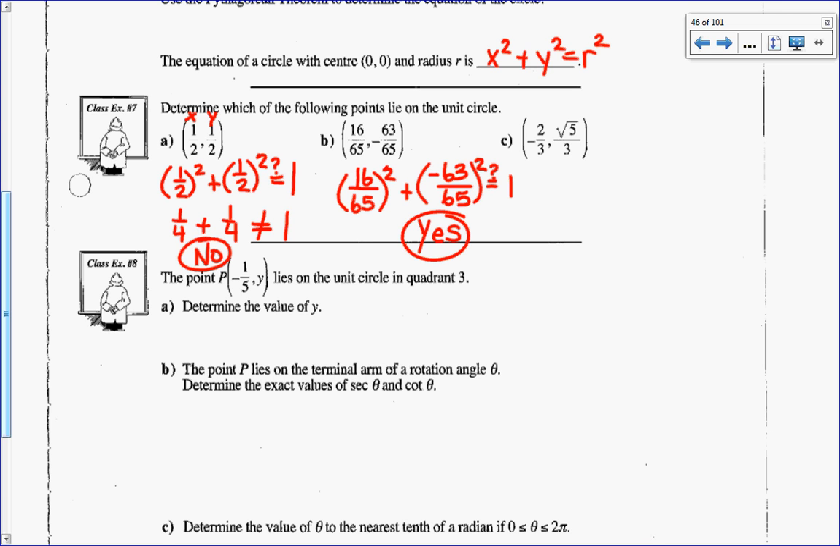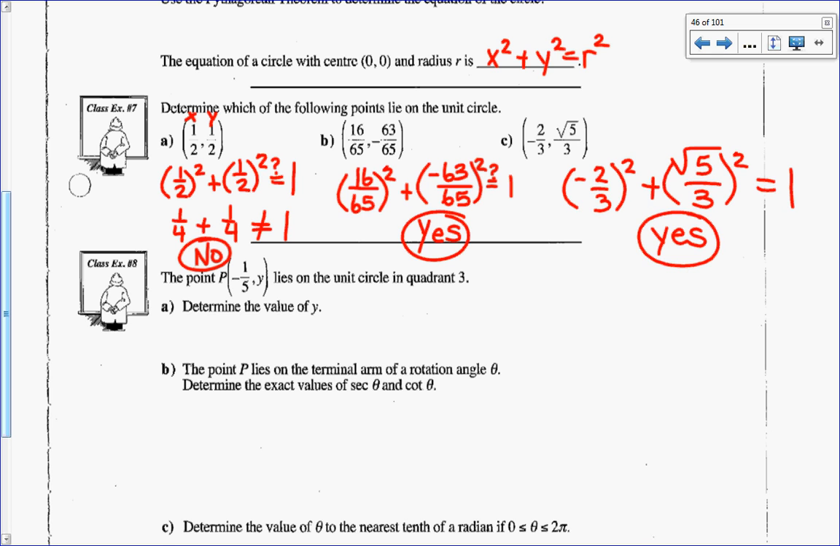Okay, same with this one. Negative 2/3 squared plus root 5 over 3 squared equals 1. And actually, yes, it does. So this point lies on the unit circle.